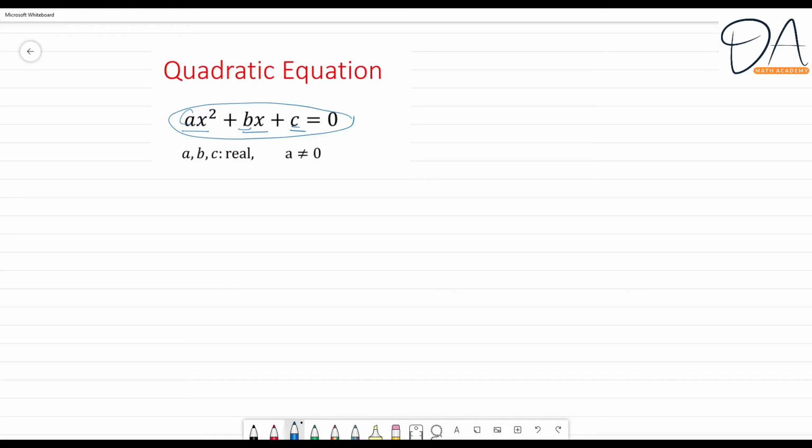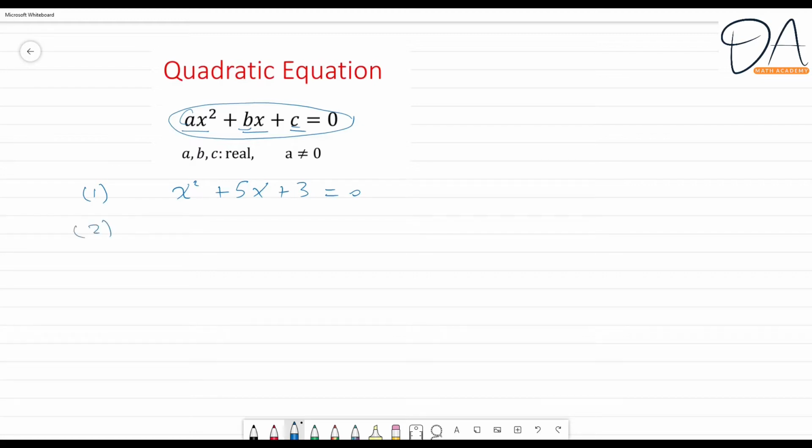Now, a quadratic equation does not have to be in the standard form. So let's look at some examples to understand better what a quadratic equation is. Let's look first at this example: x squared plus 5x plus 3 equal to 0. Now, this is directly in the standard form. So a in this case is 1 and b is 5 and c is equal to 3.